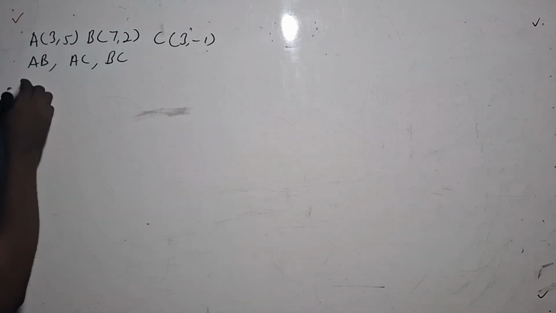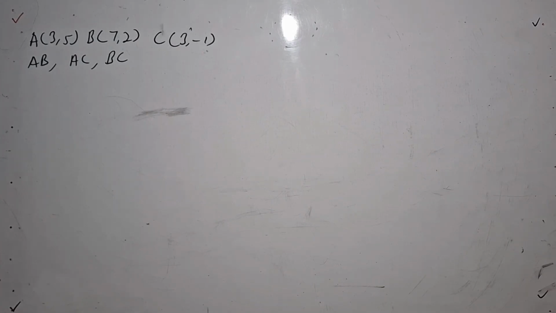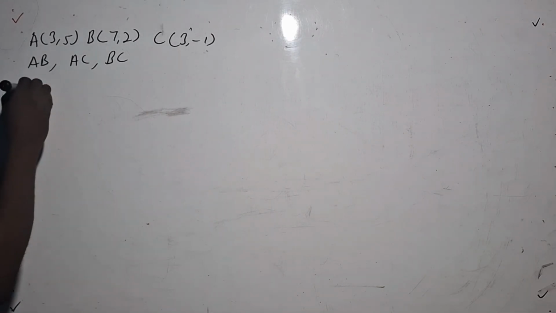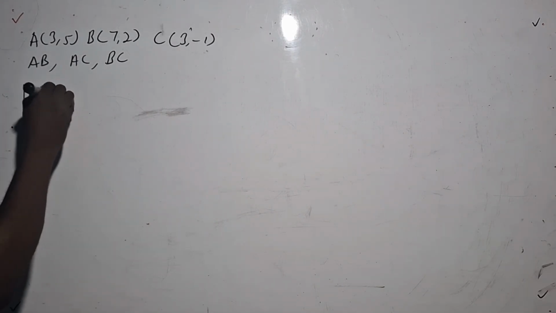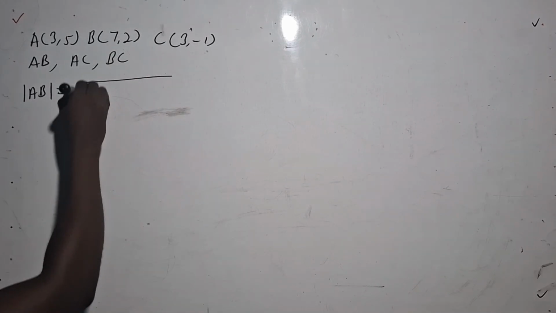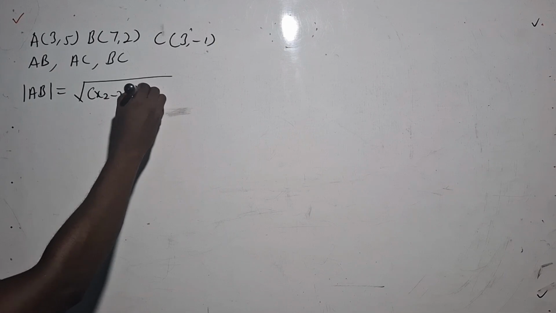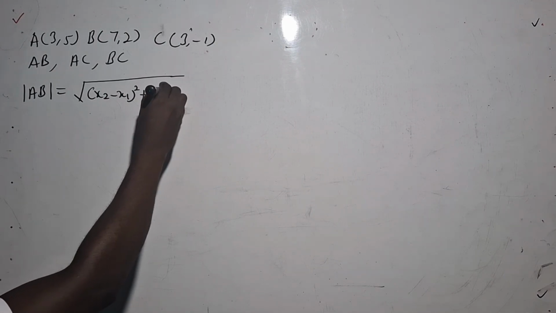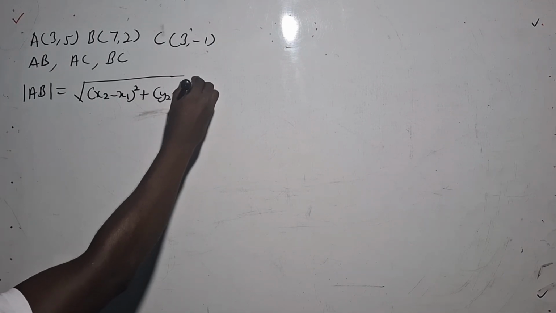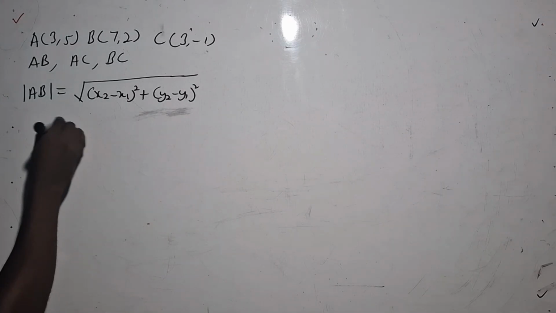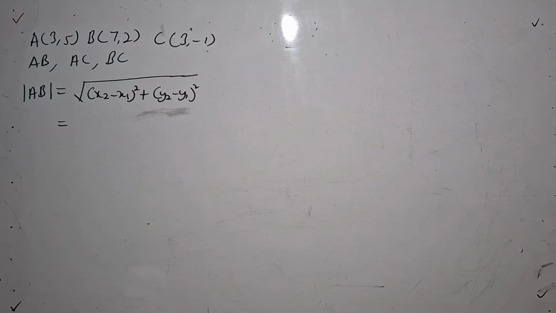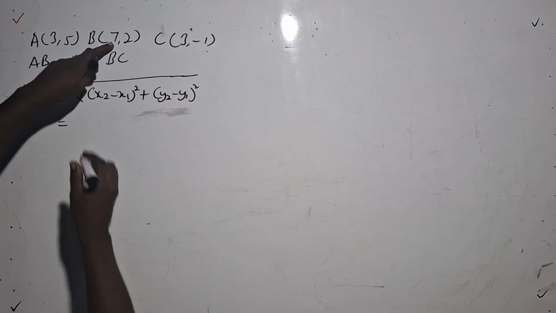I'm going to find the distance, or the length. How do I find length AB? That's going to give me the square root of x2 minus x1 squared plus y2 minus y1 squared. Since I'm going to use A and B, what is my x2? So x2 is 7.